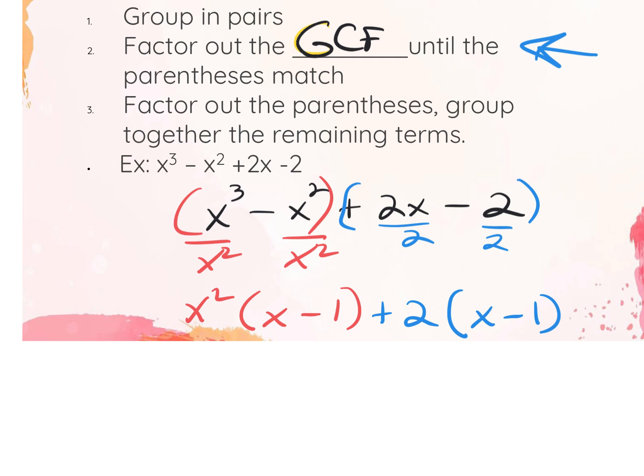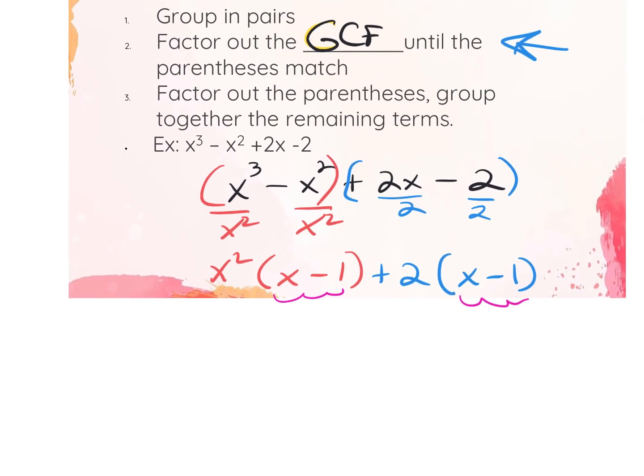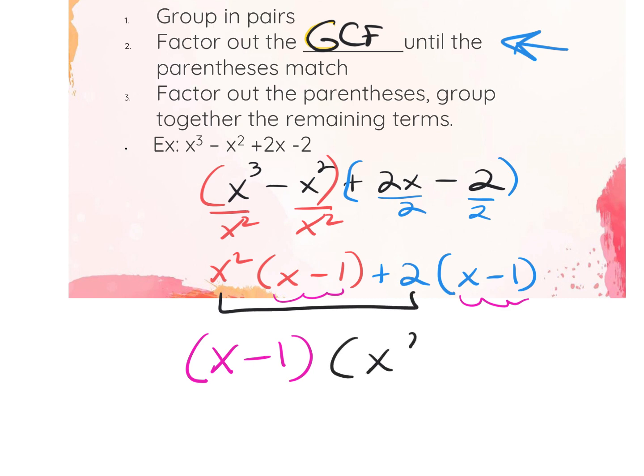Now, whenever you factor by grouping, what remains in these parentheses must match. If it doesn't, you've either pulled out the wrong GCF or it can't be factored by grouping. Now that we've done that, we're going to take out the parentheses. Once you have the same, you write that down once, and then you take the remaining terms, the two GCFs, you divide it by, and it creates your second binomial.